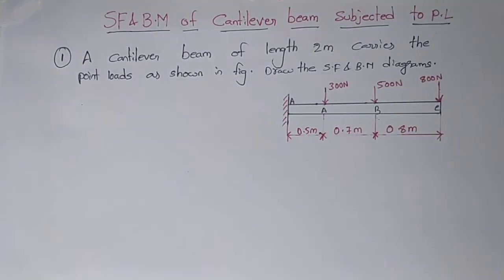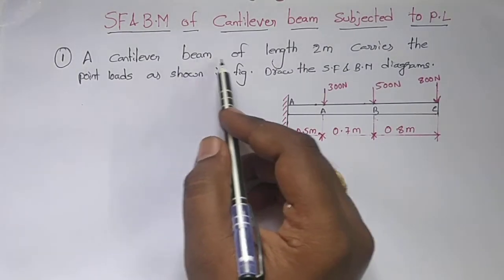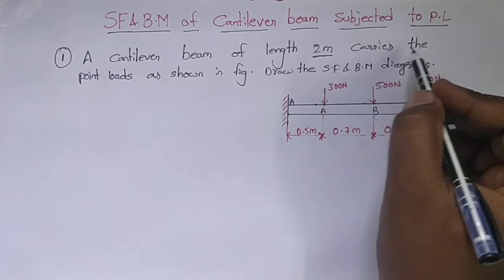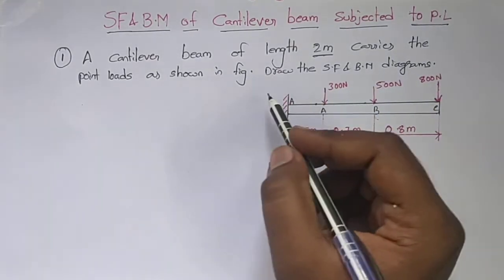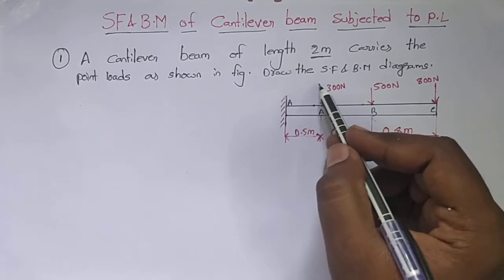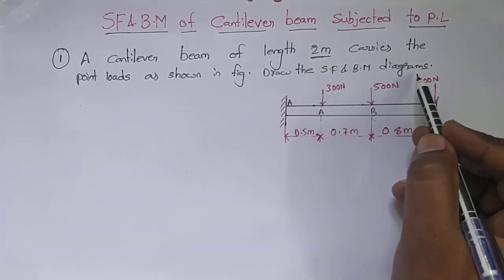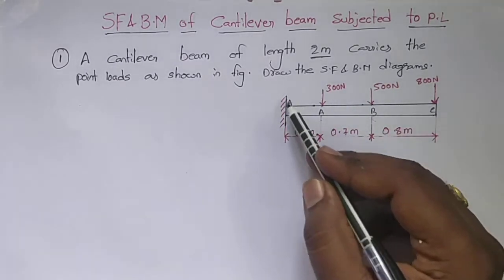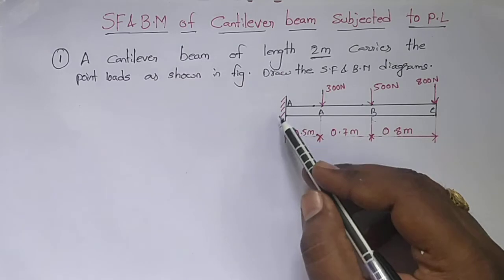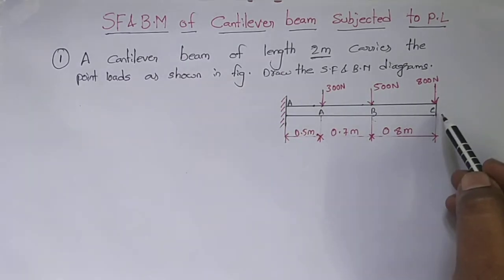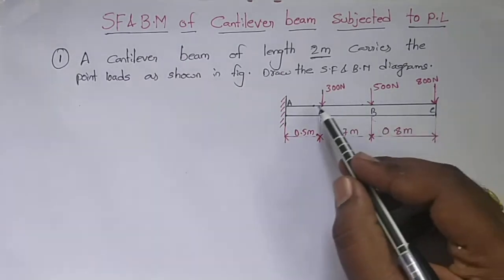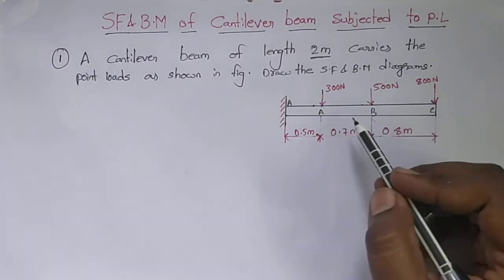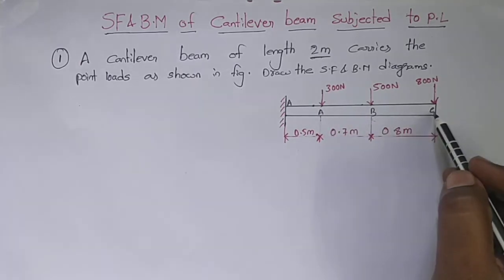First, the problem given: a cantilever beam of length 2 meters carries the point loads as shown in the figure. Next, draw the shear force and bending moment diagrams. It is the given beam. For a cantilever beam, as we already discussed, only one end has a fixed support and the other end is free. This beam consists of 3 different loads, at points A, B, C.